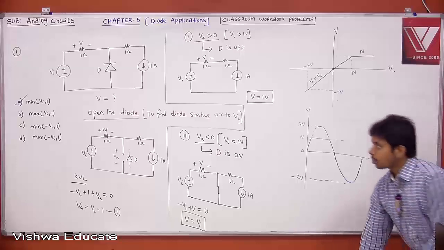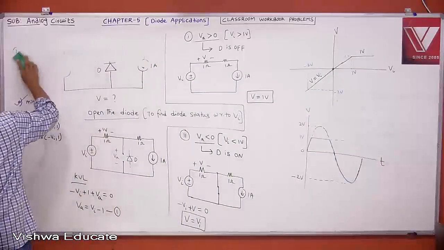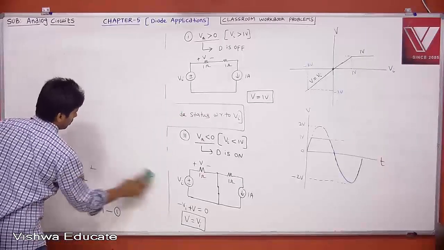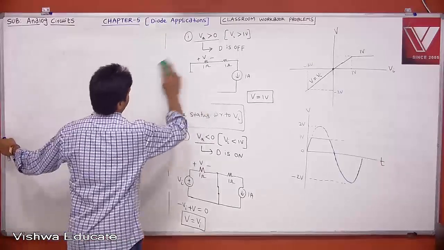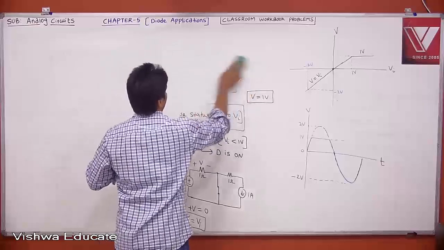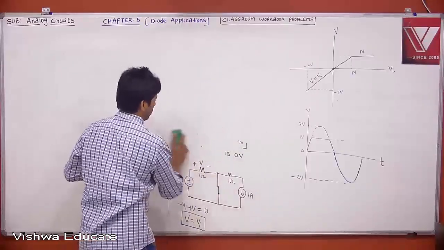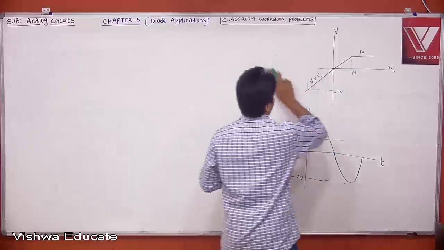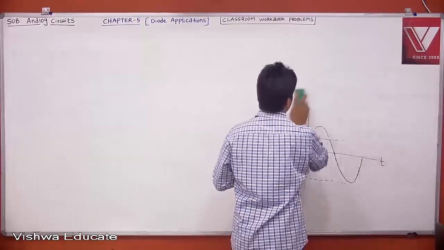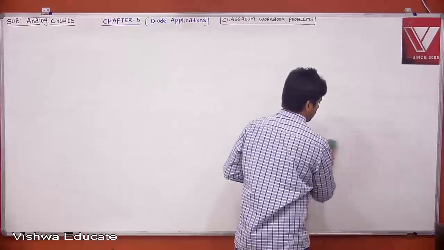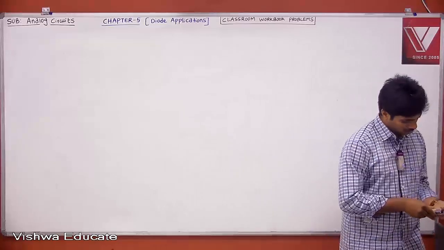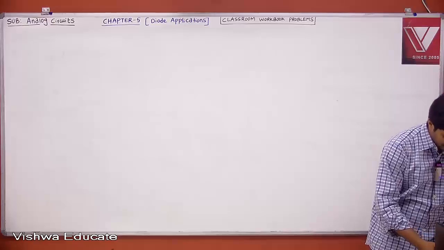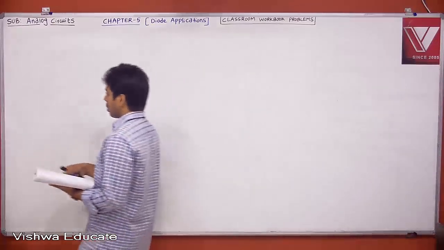Done? Okay. Now problem number 2. For the circuit with ideal diodes shown in the figure, the shape of the output for the given sine wave input will be. Okay, this is problem number 2.